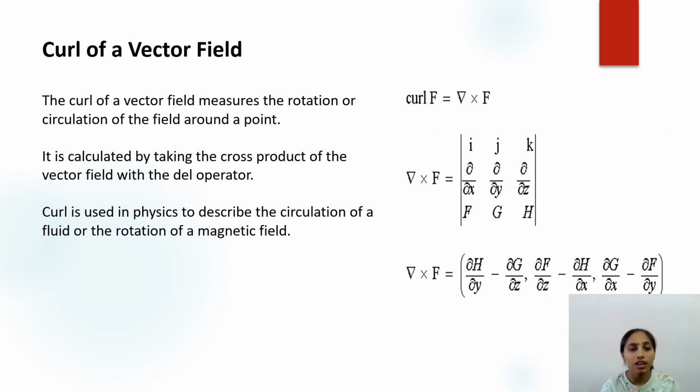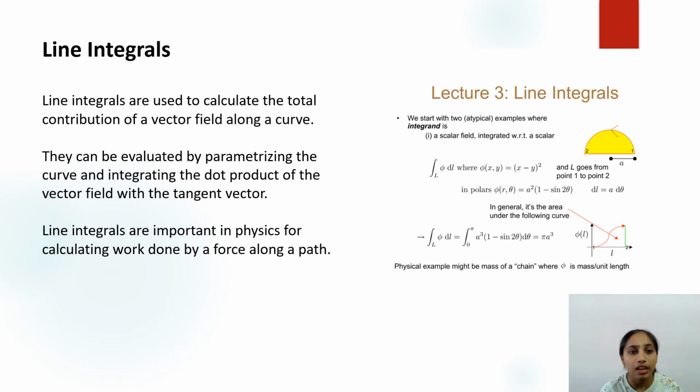In this slide we will learn about the curl of a vector field. Curl F is equal to grad cross F. The curl of a vector field measures the rotation or the circulation of the field around a point. It is calculated by taking the cross product of the vector field with the del operator. Curl is used in physics to describe the circulation of a fluid or the rotation of a magnetic field. In this figure we can see the formula, through which we can calculate the curl of a vector. Then we will move on to the next slide, that is line integrals.